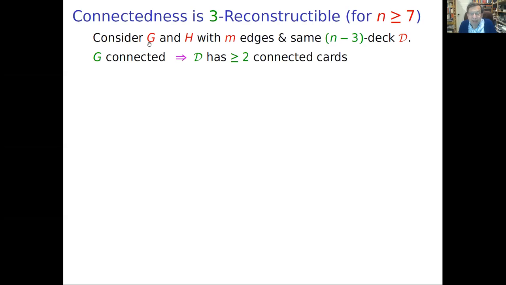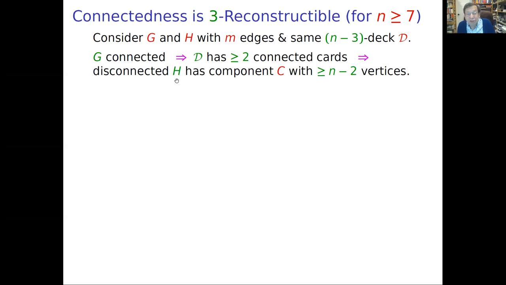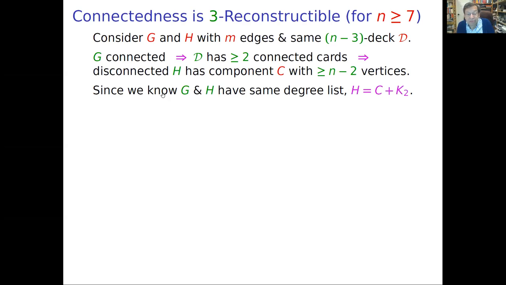Okay. Again, suppose we have two graphs with m edges. We know how many edges there are because if we know the n minus 3 deck, we know the 2-deck. Suppose G is connected and H is not. If G is connected, the deck will have to have at least 2 connected cards, which means that our disconnected H is going to have a component that has at least n minus 2 vertices. Because if it had only n minus 3, you couldn't get more than 1 connected card.